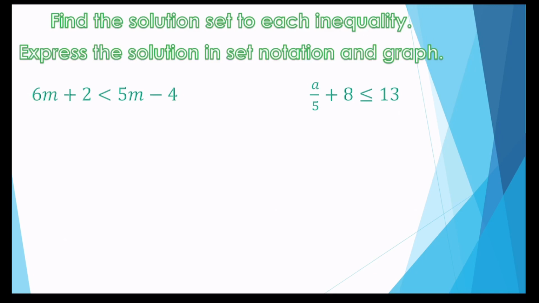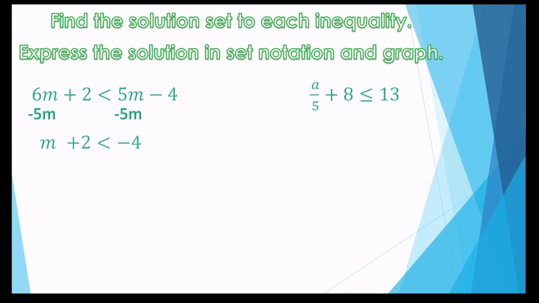Okay, so right now, we're going to find the solution set to each inequality. And then we're going to express the solution in set notation and graph. Again, we're using the same rules as solving an equation. So what am I going to do first in this first problem? I'm going to bring my variables to the same side. So I'd be left with m plus 2 is less than negative 4.